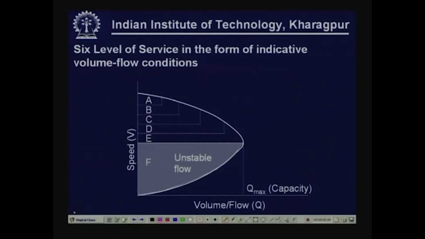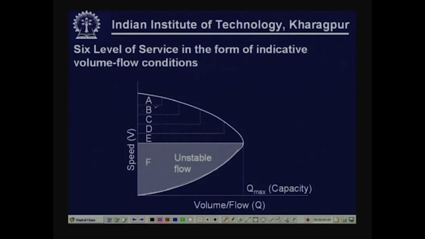This is a representation of level of service in the form of indicative volume flow condition. You are familiar with this shape of the curve. It is a speed volume curve. When the volume is practically insignificant, maybe in the lean hours, early morning or midnight, you may find less number of vehicles travelling at a very high speed, and then as vehicle volume or flow increases, there is a drop in speed. It may not be so steep really, but this is a conceptual depiction.